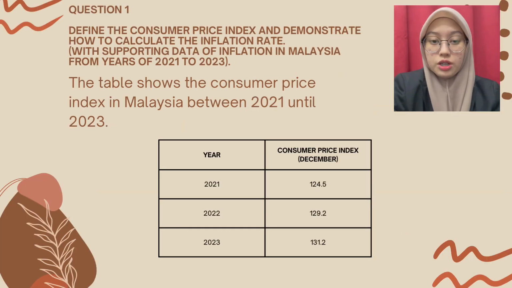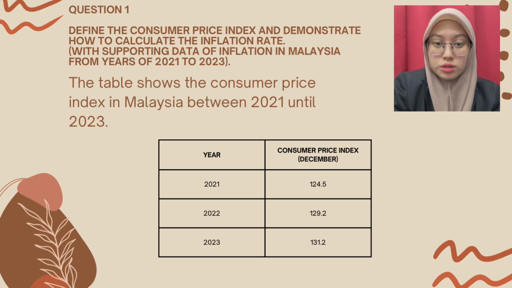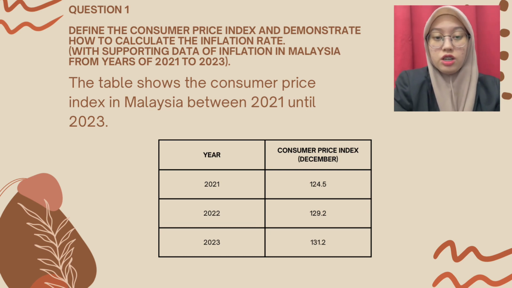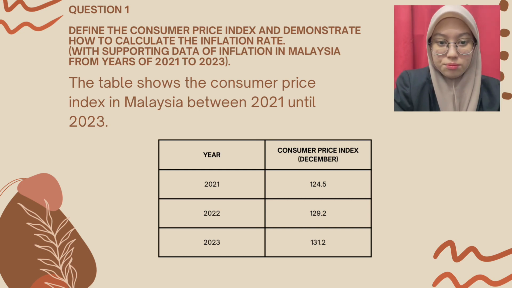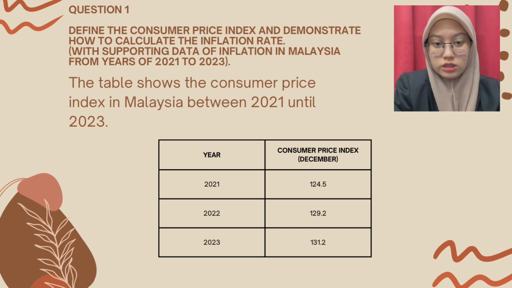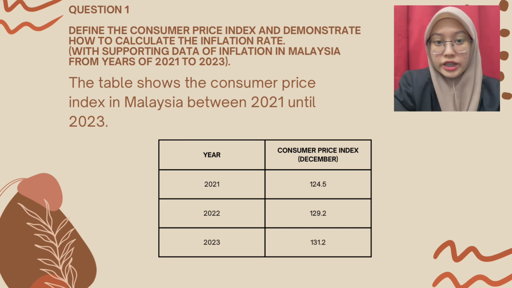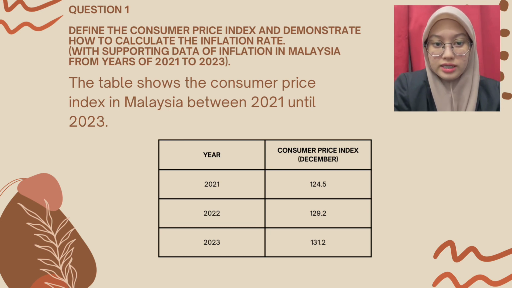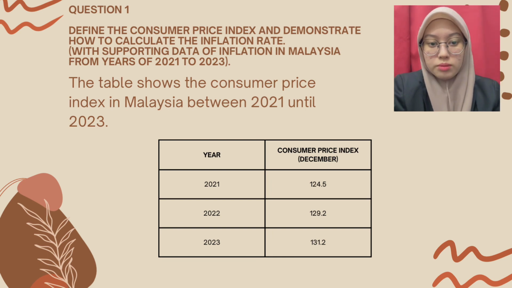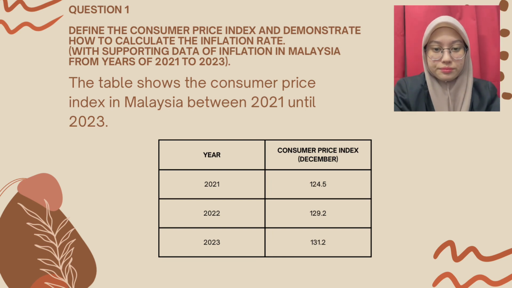So for question number 1, define the consumer price index and demonstrate how to calculate the inflation rate. The consumer price index is a measure of the change in the average price of goods and services in a given year compared to the base year. Why is this price index important? We need a price index to calculate inflation and to measure the cost of living.